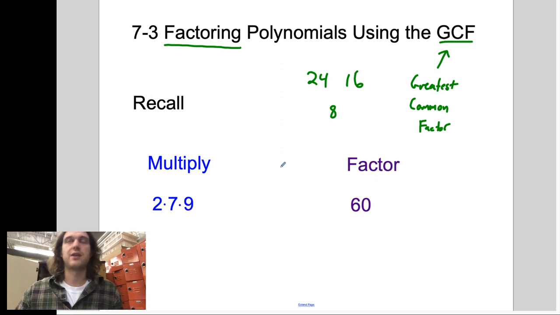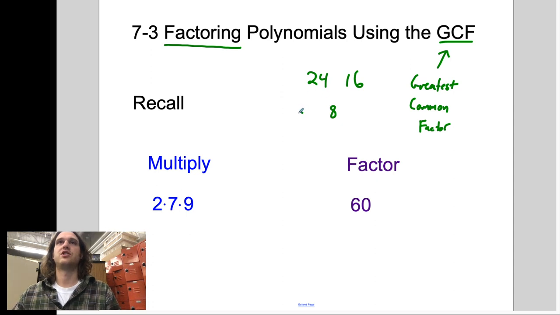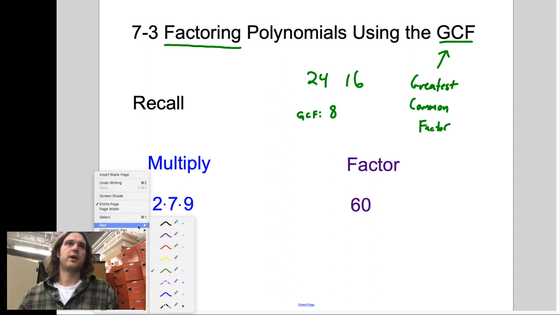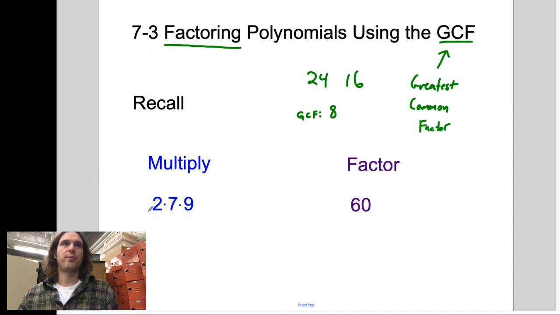But how do we see that? We're going to be doing GCF today, the greatest common factor. 8 is the GCF of these two numbers here. Previously, we used that for simplifying fractions. But let me remind you, if you were to multiply three numbers, how do we do that? Well, we can multiply in any order. So let's do the first two, which would give us 14 times 9. And 9 times 14 is, 9 times 10 is 90, 9 times 4 is 36, so 126.